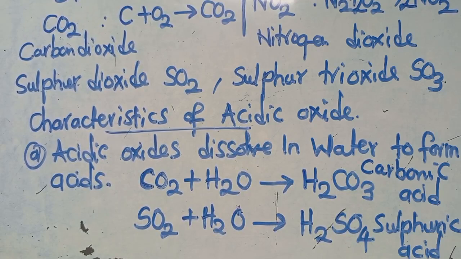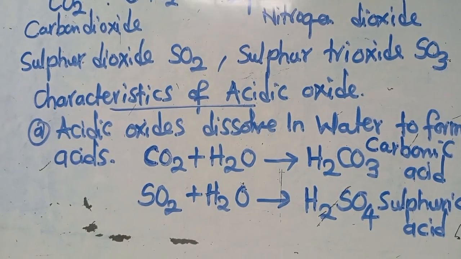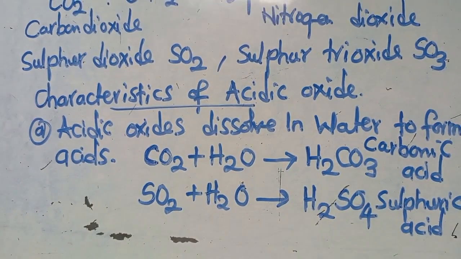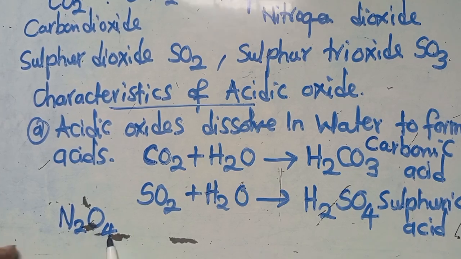When we are talking about dinitrogen tetraoxide, the one I'm talking about is this one. Chemistry is so sensitive. I can be saying some names here that people are not getting. So when I say dinitrogen tetraoxide, what I mean is this one. What is the name of this? N2O4.